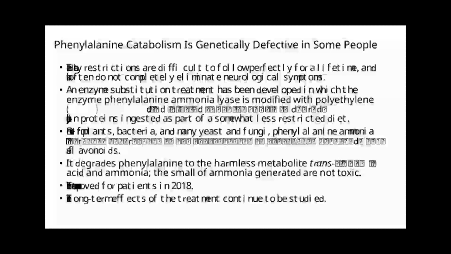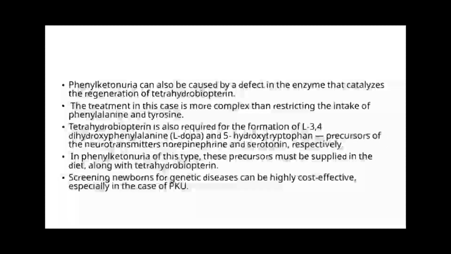Phenylketonuria, or PKU, can also result from a defect in the enzyme responsible for regenerating tetrahydrobiopterin, which is a crucial cofactor. When this enzyme isn't working properly, the treatment becomes more complex than simply restricting phenylalanine and tyrosine intake. That's because tetrahydrobiopterin is not only involved in phenylalanine metabolism, but is also essential for producing important neurotransmitter precursors like L-3,4-dihydroxyphenylalanine, or L-DOPA, and 5-hydroxytryptophan. These are the precursors to norepinephrine and serotonin, which are vital for brain function and mood regulation.